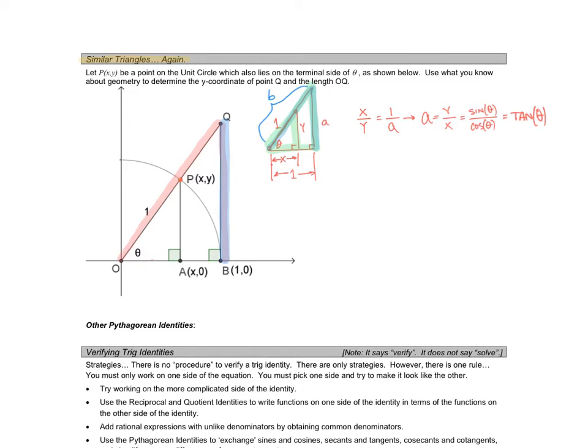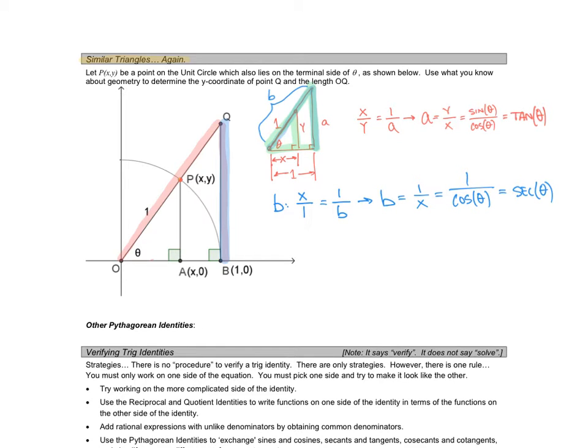So I'm going to do something similar with b. Again, I'm going to compare sides in triangles. Let's take a look at the small triangle first. I have the adjacent leg to theta divided by the hypotenuse. That's x over 1. Now in the larger triangle, the adjacent leg is 1, and the hypotenuse is what we're calling b. So if I solve for b here, I have b equals 1 over x. Well, x is cosine of theta, so this becomes 1 over cosine of theta. And if I use that new reciprocal identity we just learned, that means this is equal to secant of theta.